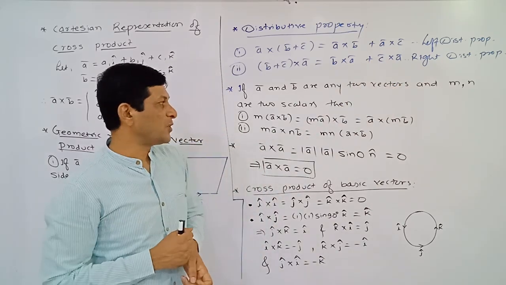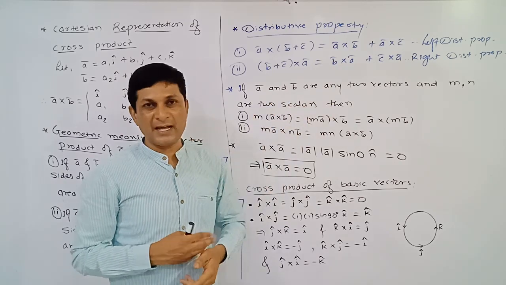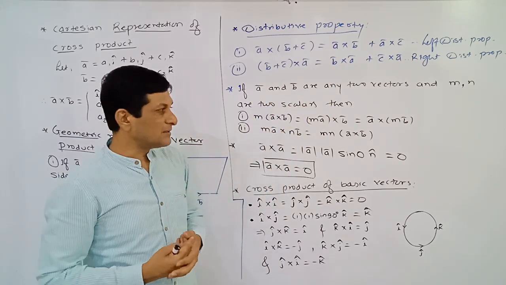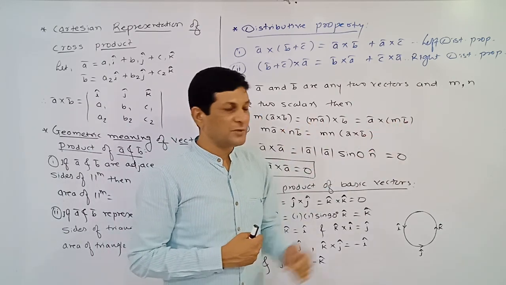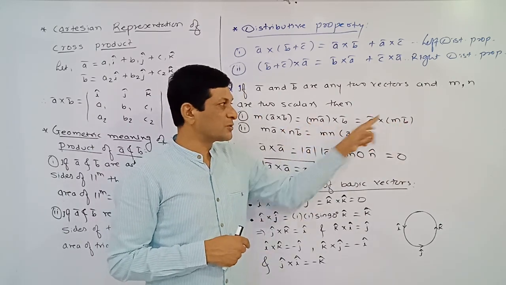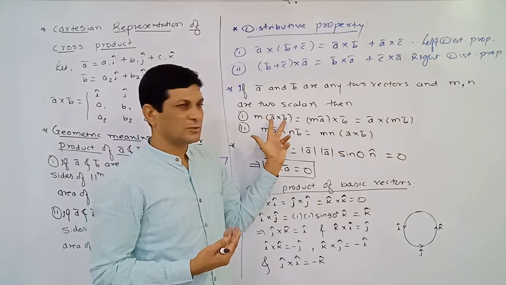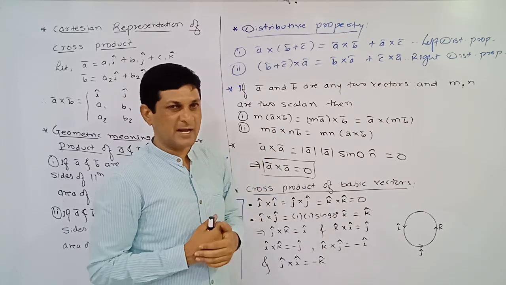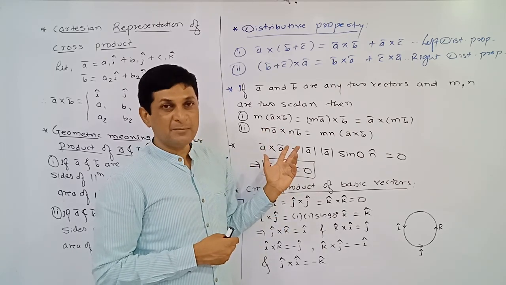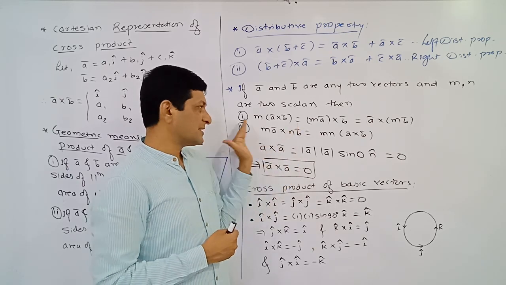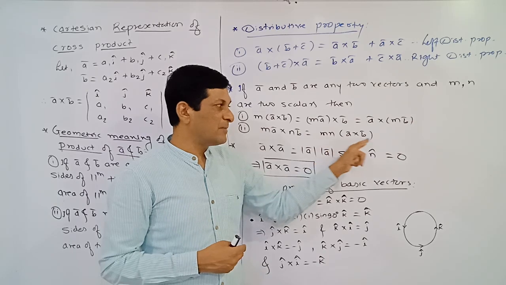Now see the next important result. If a bar and b bar are any two vectors and m and n are two scalars. Scalars means what? Real numbers. At that time, either m is multiplied with a bar or m is multiplied with b bar. In case of this cross product, m is a scalar, so take it on one side and then find the cross product of a bar and b bar. In the same way, if m a bar cross n b bar is there, m and n are scalars. So first take the scalars on one side, m into n, and then take the cross product of a bar and b bar.